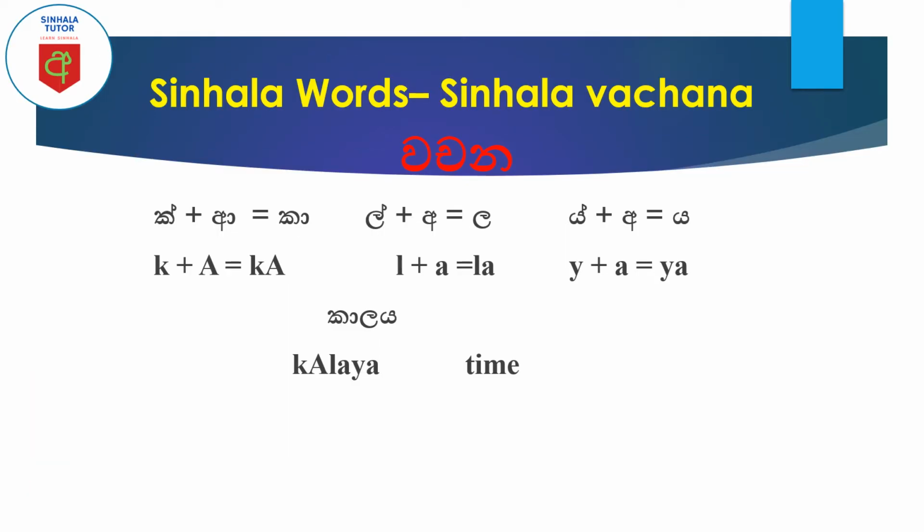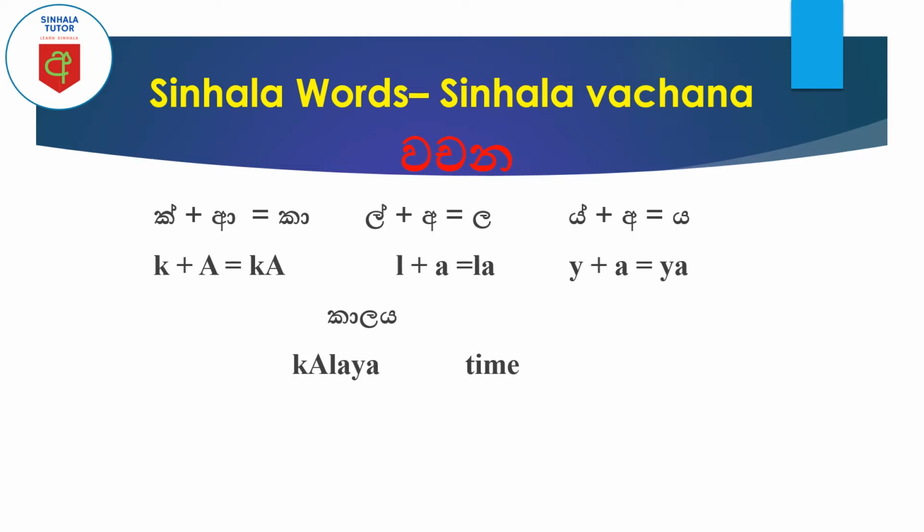As the first one, let's see how to produce words. I discussed how to produce letters in the previous lesson. So I'm going to talk here about singular words, how to prepare singular vachana. Alright. So ka plus a. This is the ka. Ka is the consonant plus a vowel.